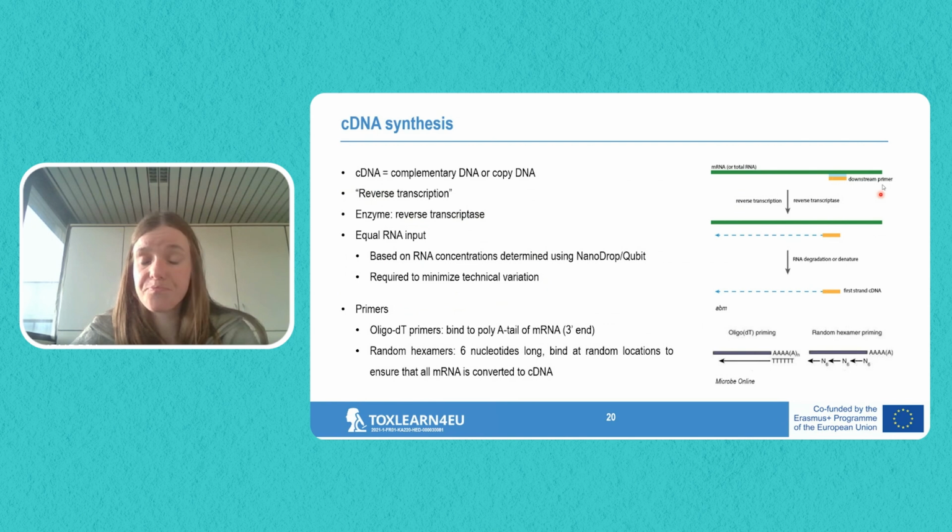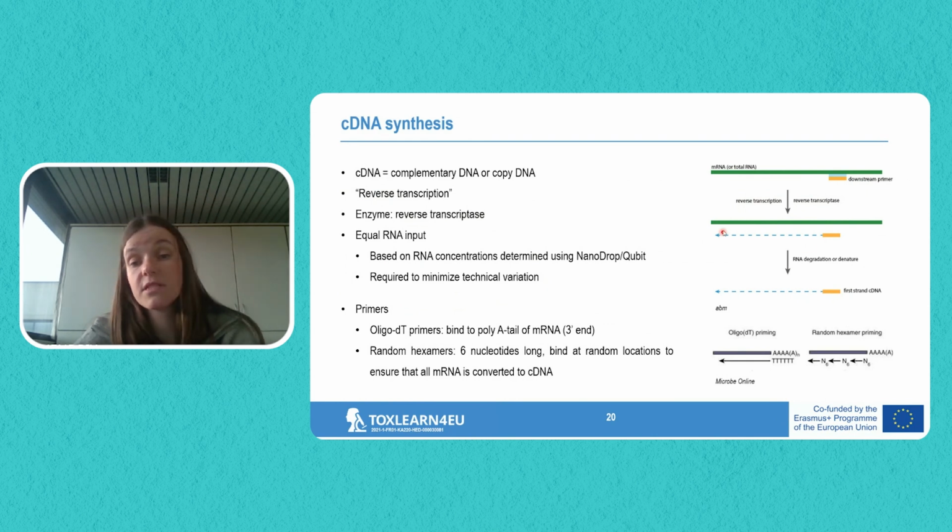And here on the right side, you can see the principle of this reaction. So we start with our messenger RNA, or total RNA is possible as well. Then we use certain primers, and then the reverse transcription reaction is performed by the reverse transcriptase enzyme, which will produce cDNA starting from this primer. And then we end up here with our cDNA strand, and this RNA strand, which is shown in green, will be degraded or denatured.